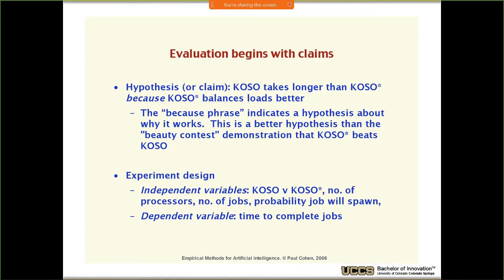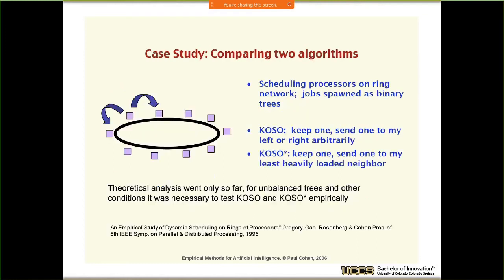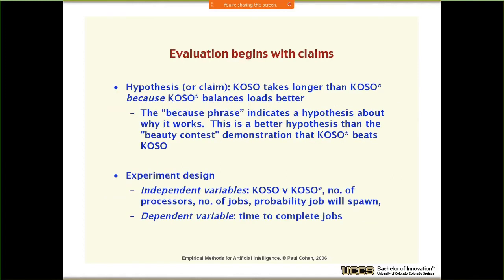Now, the other reason it's not a good hypothesis, balances the load better, is really our hypothesis, right? If you think about why did I say I'm going to set it to my least heavily loaded neighbor, it's like, well, because they have less work to do, therefore that should be a better reason. Right? So we want to answer that question by making our hypothesis with this because phrase, right? And that's now a hypothesis about why it works, not just that it is, but why it works. And that's the more interesting research hypothesis. This is a better hypothesis than just saying one beats the other.